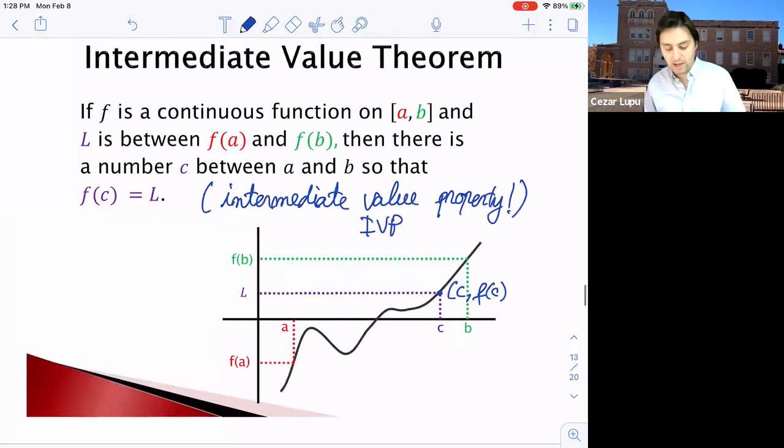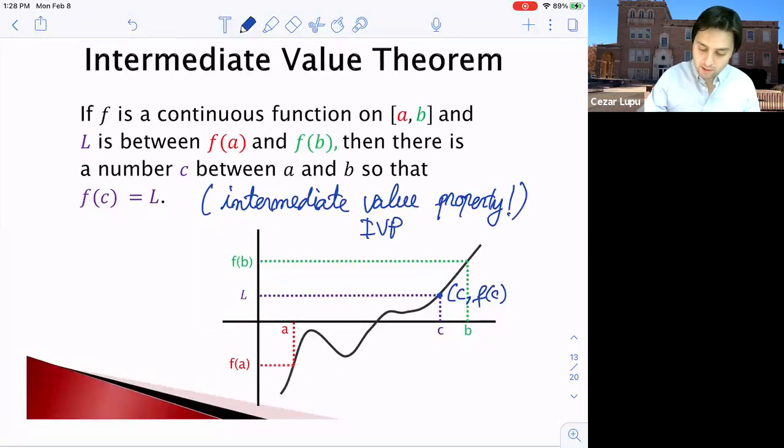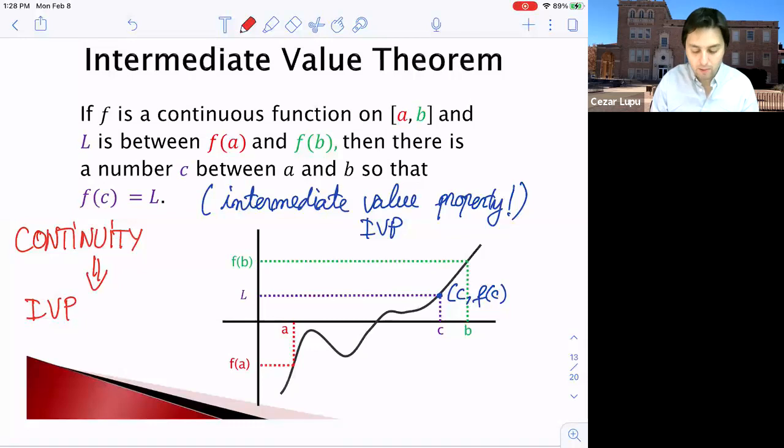So in other words, we will say that continuity implies intermediate value property, but not the other way around.